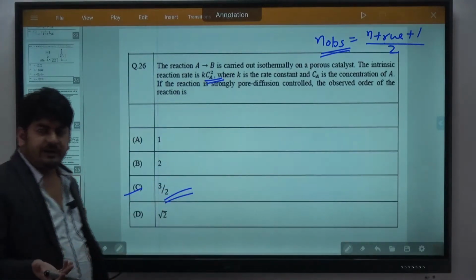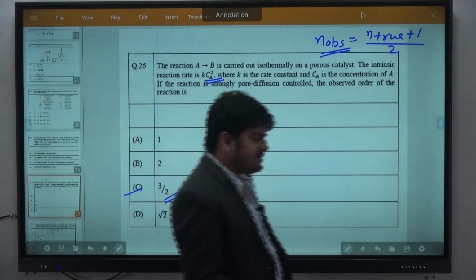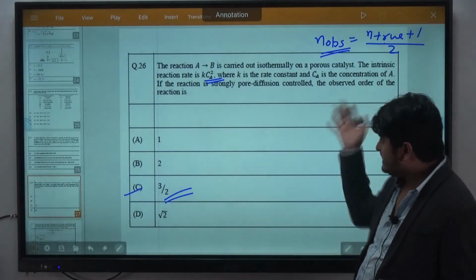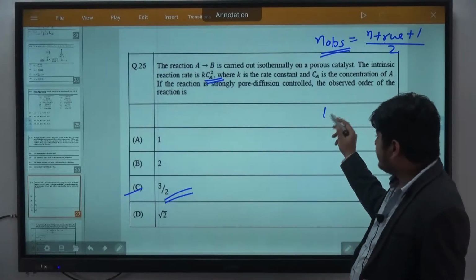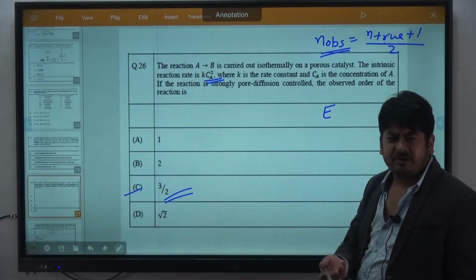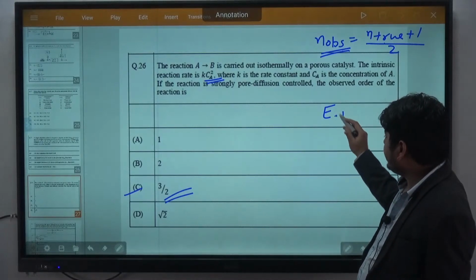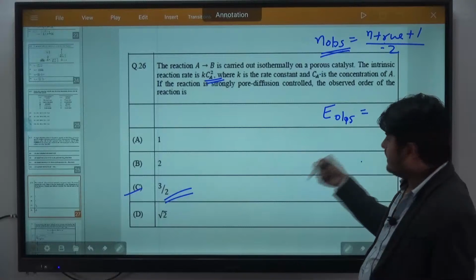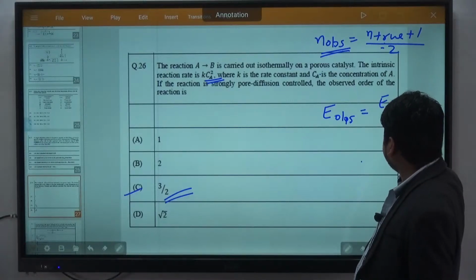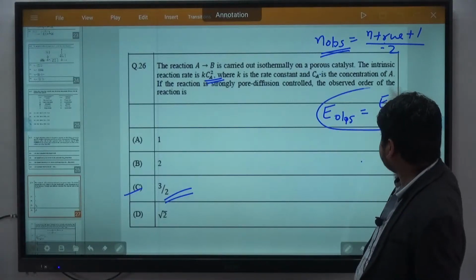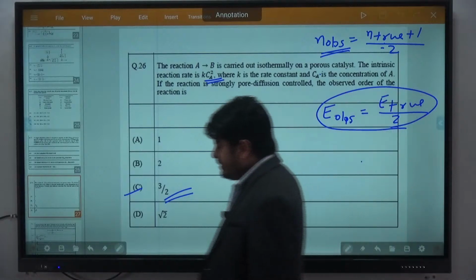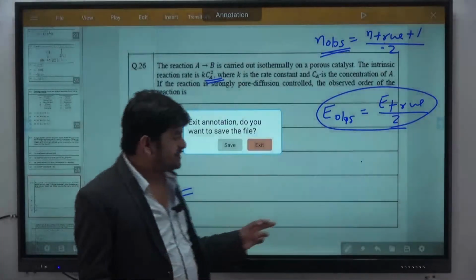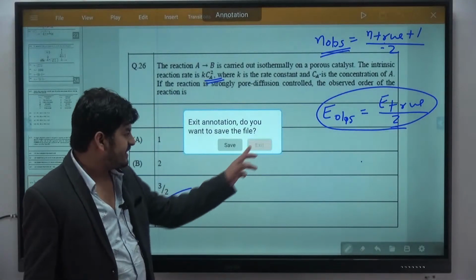We have already uploaded the video of the heterogeneous reaction system as well, and in the revision classes we also discussed the Thiele modulus and these two cases. Similarly, there was a question in 2006 or maybe 2007 where you had to calculate the observed activation energy. The answer to that part, which will be E true upon 2 for strong pore diffusion resistance, if you remember the question. So this was one of the questions which they have asked previously as well.